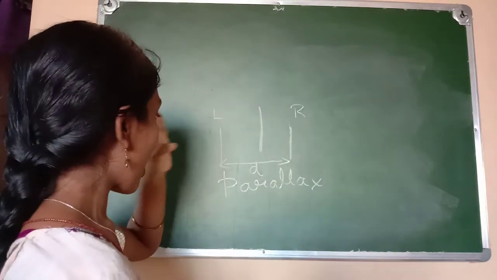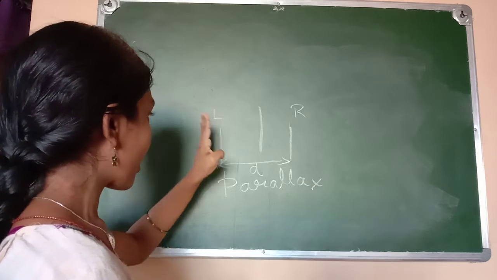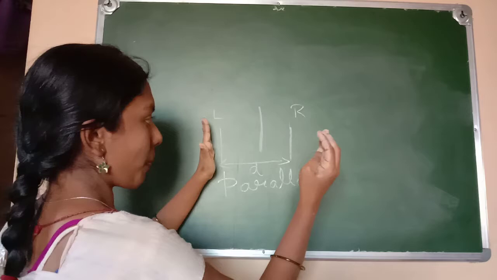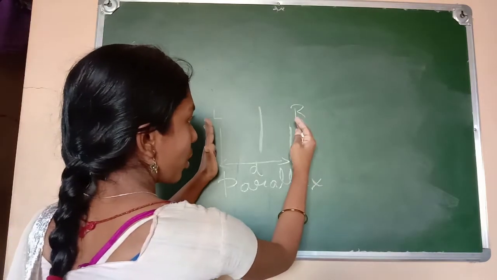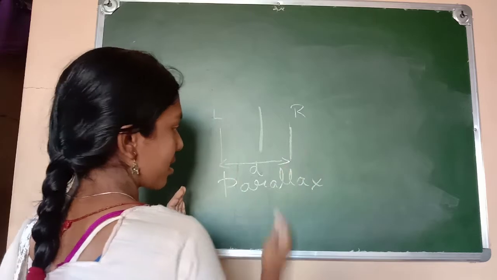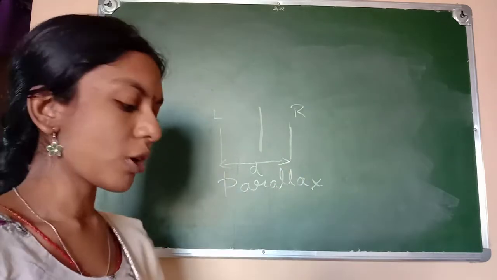So with the left eye open, you see the chalk exactly straight to the left eye. With the right eye open, you see the chalk exactly straight with your right eye. So this distance is nothing but the distance between two of your eyes.